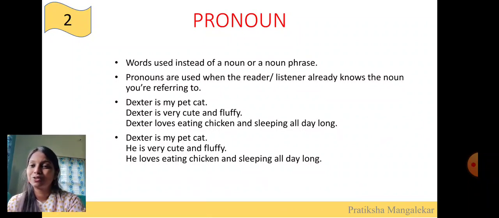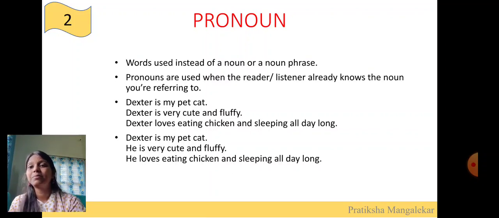Okay, let us look at this. Dexter is my pet cat. Dexter is very cute and fluffy. Dexter loves eating chicken and sleeping all day long. The usage of the word Dexter is very repetitive in these particular sentences. Can I make it slightly better with the usage of a pronoun?